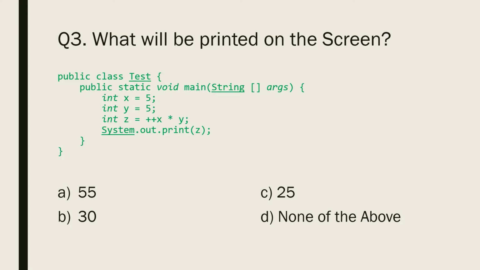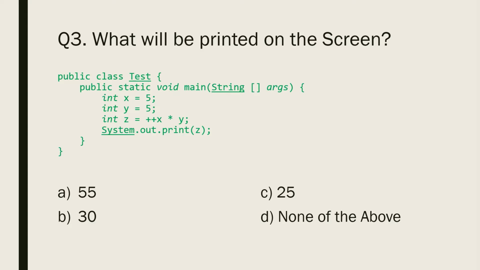Question number 3. What will be printed on the screen? The program is public class test, public static void main, this is the main method, and int x is equal to 5, this is one statement, int y is equal to 5, this is another statement, and int z is equal to x multiplied by y, and print out z. And for z you have to choose what is the result of this statement and what will be assigned to z and what will be printed. So choose one of these 4 options.